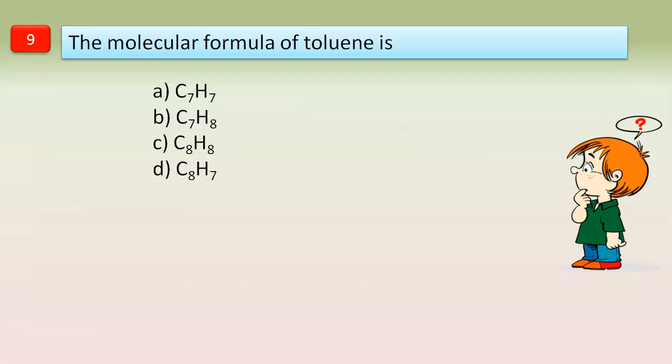The molecular formula of toluene: here we have to find out the molecular formula of toluene. For that you must know the structure of benzene and the structure of toluene. It is C6H5CH3, meaning a CH3 group is present on the benzene ring. Count the number of carbon and hydrogen in C6H5CH3. C6H5 and one CH3 means one more carbon is present, so it contains 7 carbon atoms.